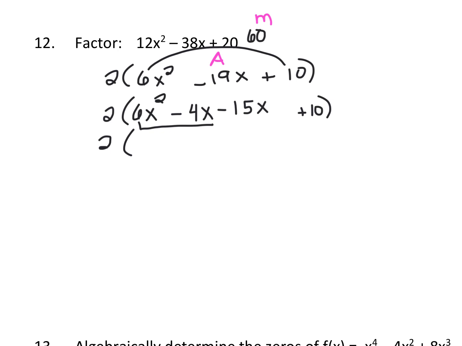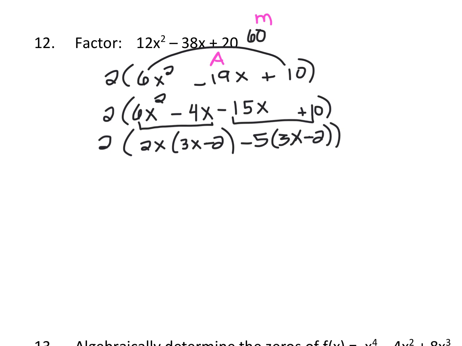Out of these first 2 terms, we could pull out a 2x, which is going to leave us with 3x minus 2. Out of the next 2 terms, we could pull out a 5, but you have to decide, do I want a positive 5 or a negative 5? Well, since the first term of the pair starts with a negative, we're going to pull out a negative 5. Okay, which will also leave you with 3x minus 2.